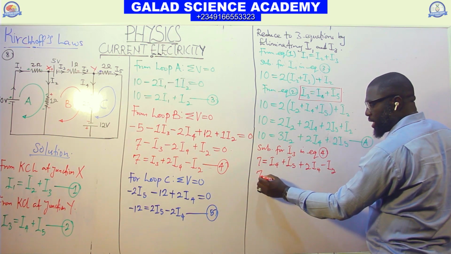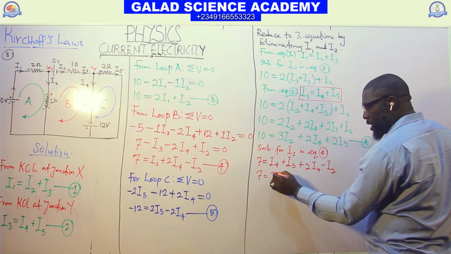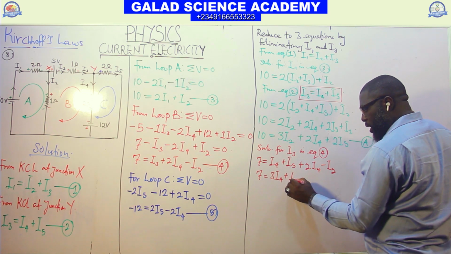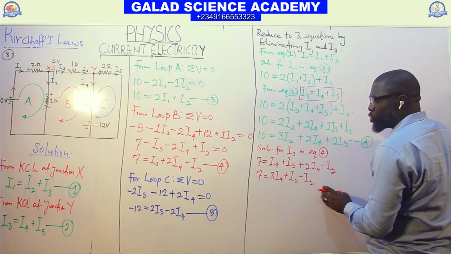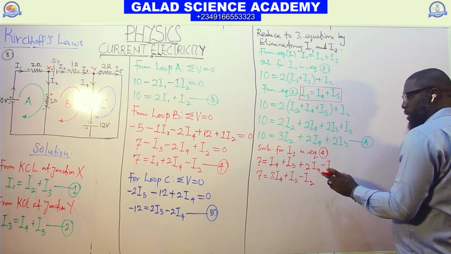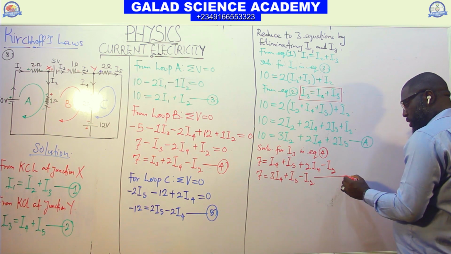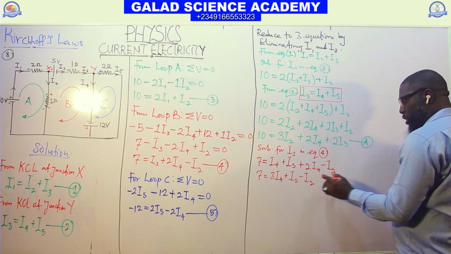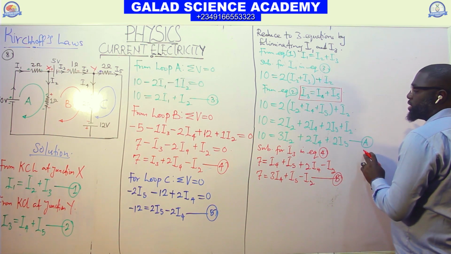Add it together. 7 equal to how many I4? 3I4 plus I5 minus I2. We can call this one equation B, if this is A.